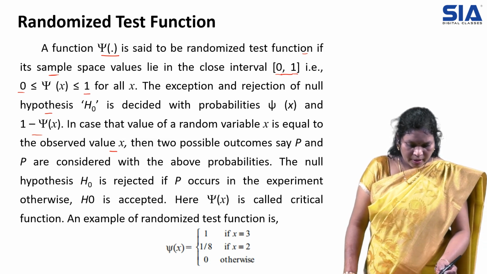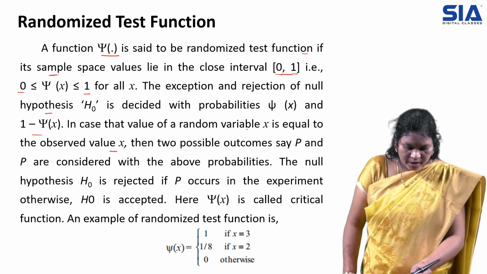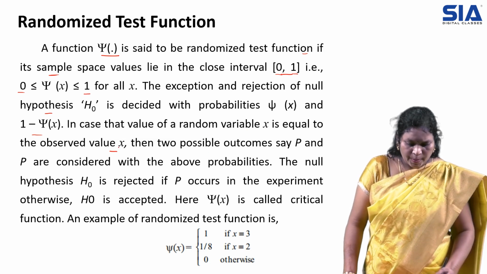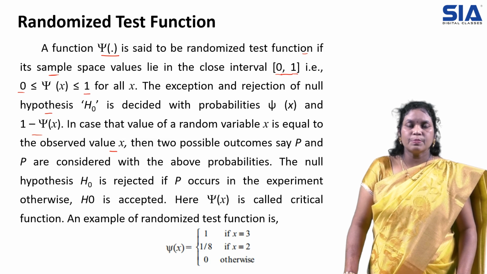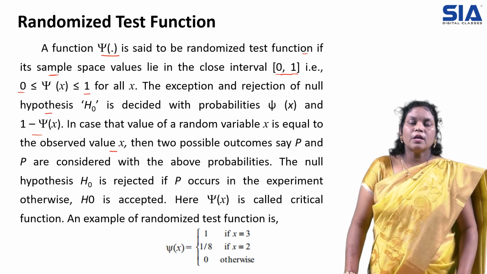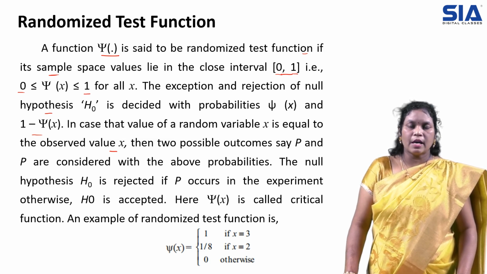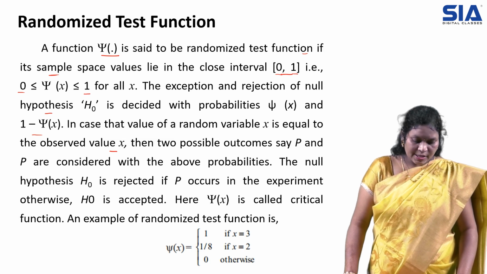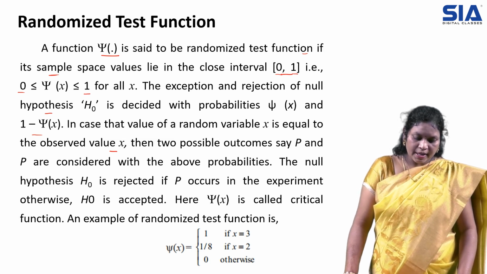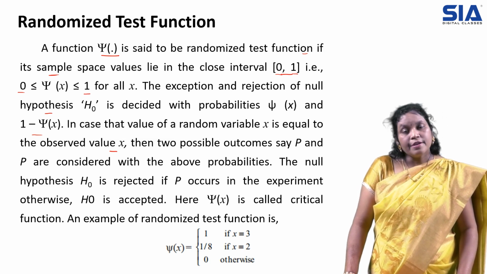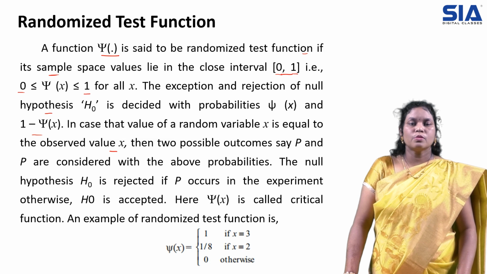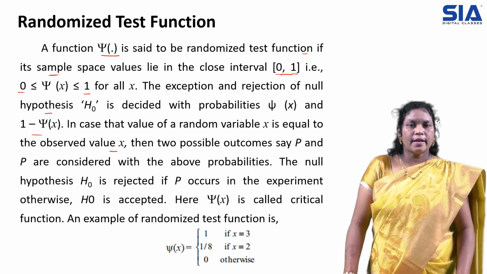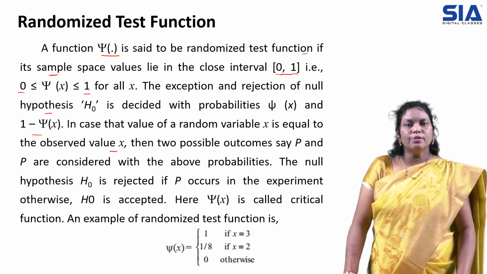So when P is the outcome, we say the random variable x is equal to the observed value. The random variable we have considered, we have taken its expectation, and if it is equal to the observed values, then we call it P, and we take the null hypothesis as rejected. In this unit we will always check how the null and alternative hypotheses work, whether to accept the data or reject the data.